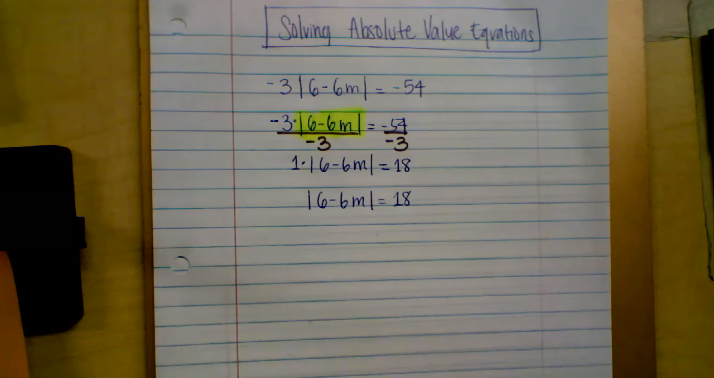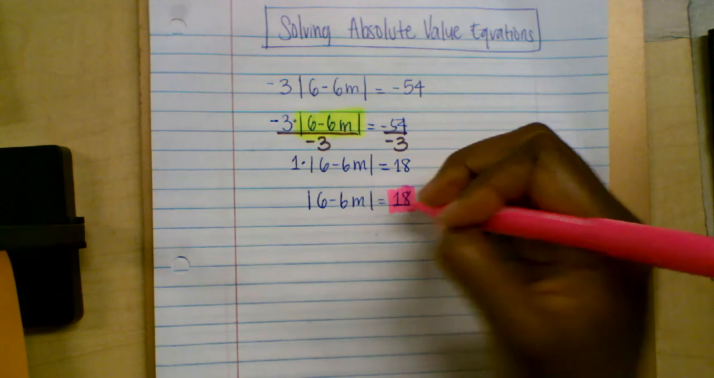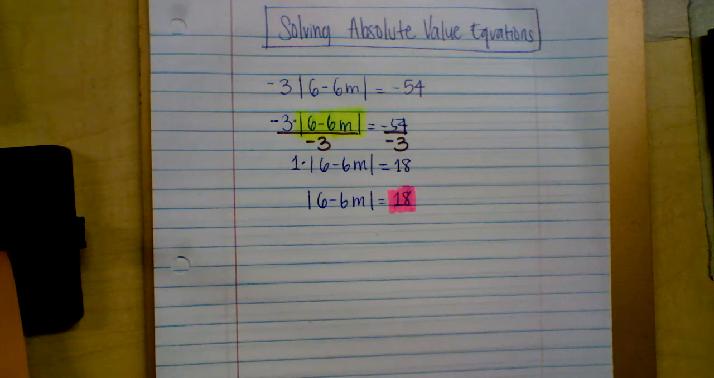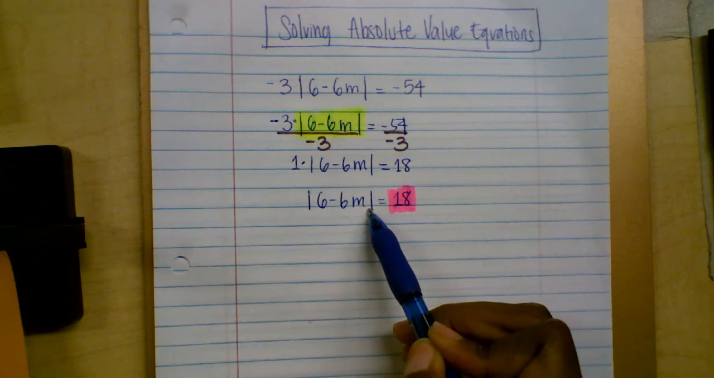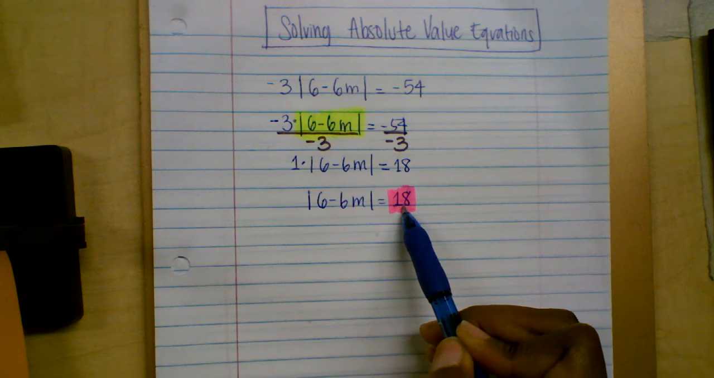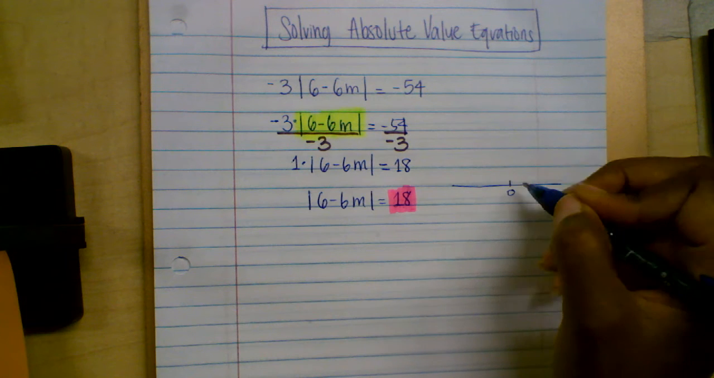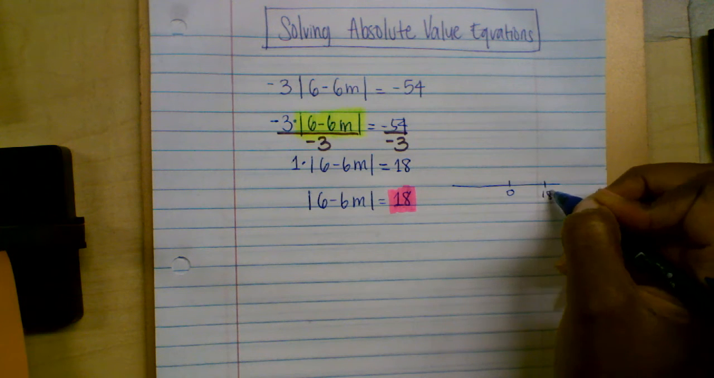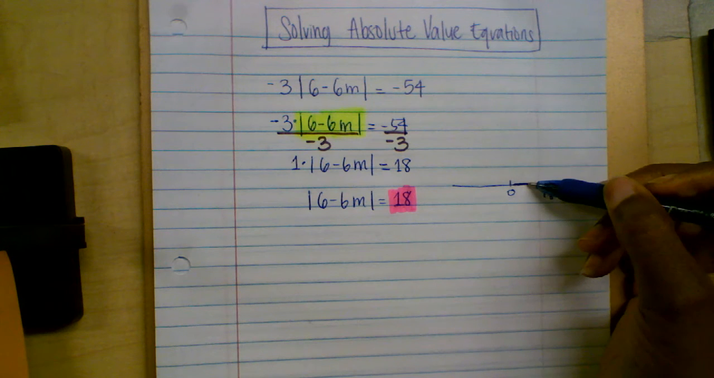Like this. So now we can see here that the absolute value is equal to a positive number. So what does it mean? It means that the two vertical lines are asking you, can you find numbers that give us a distance of 18? If you look on the number line, you have positive 18, which is 18 units from 0, for the positive number.